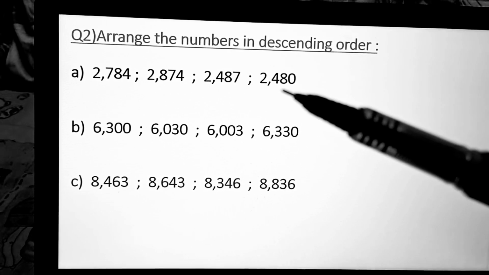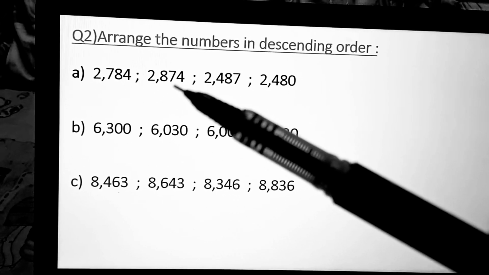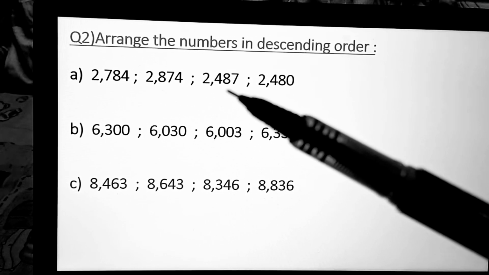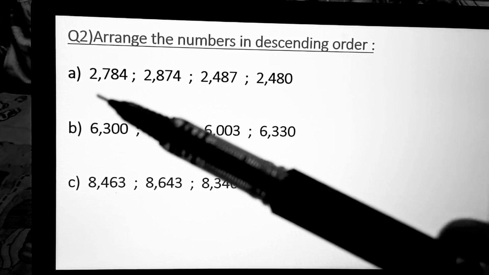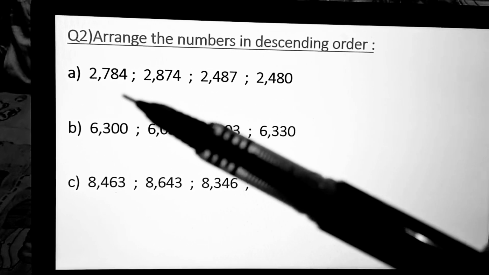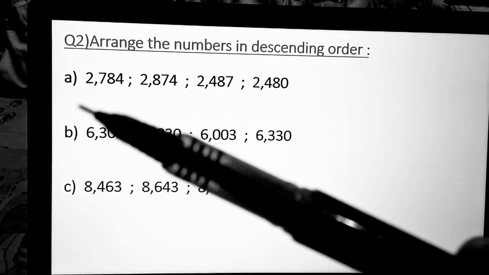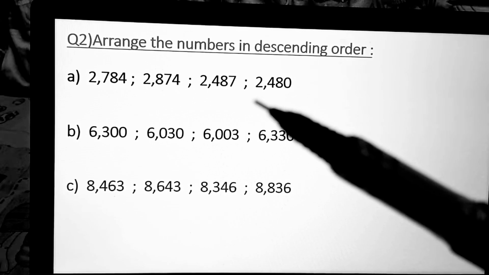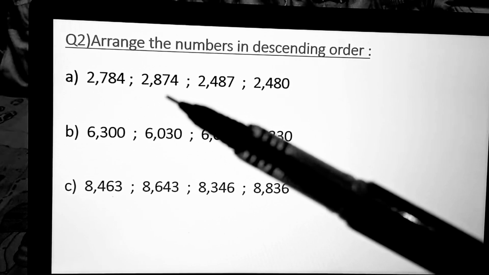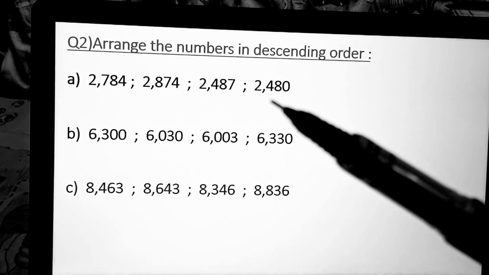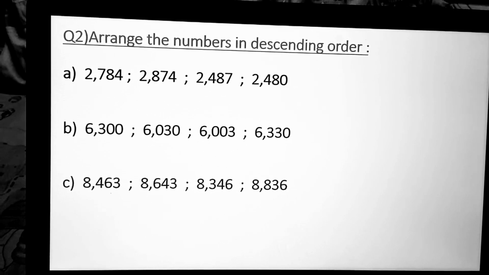Now look at the A number question. We have 2784, 2874, 2487, 2480. All are 4-digit number, as you can see. So we will compare the digit at the extreme left hand side. Here 2, 2, 2, 2. Same. Now compare with the next digit. 7, 8, 4, 4. Which is the greatest one? 8. Yes. So this 2874 is the greatest one.